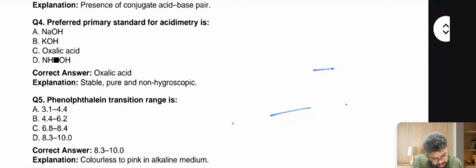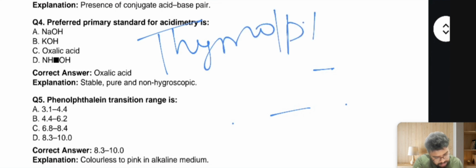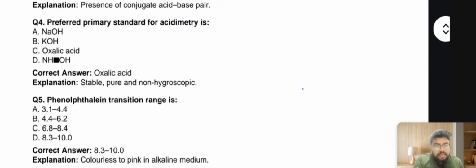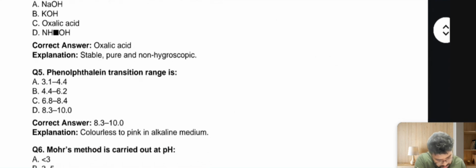Let's see thymol blue, pH range 9.3 to 10.5. Okay, learn it. Its most chance to come in the GPAT exam. So let's begin the next question. Question number 6.